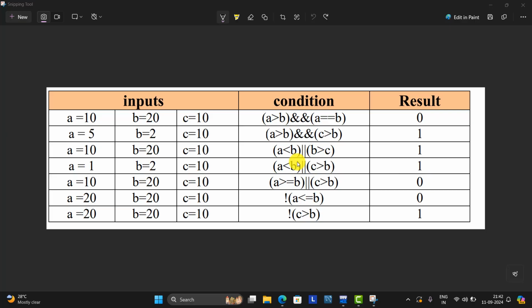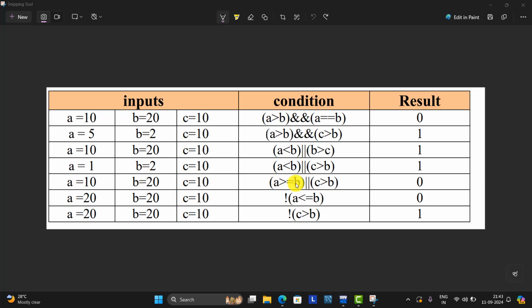Let us try to evaluate this as well. B means 20, so 20 greater than 10 is also right. So 1 logical OR 1, the result is 1. Now let us see another example. A is equal to 1, B is equal to 2, C is equal to 10. A less than B, 1 less than 2, the condition is true, or C greater than B, 10 greater than 2. Both are right, so the answer is 1.